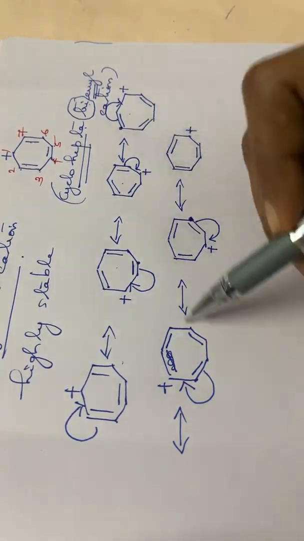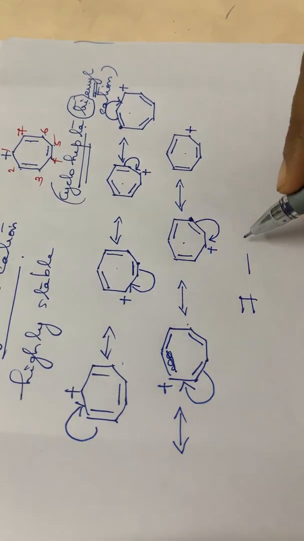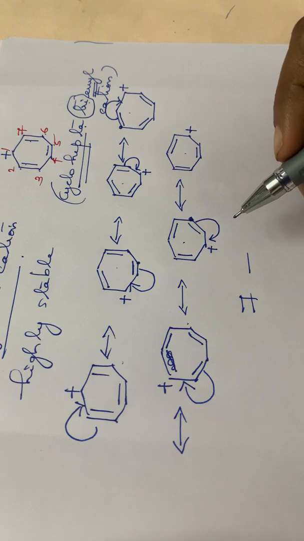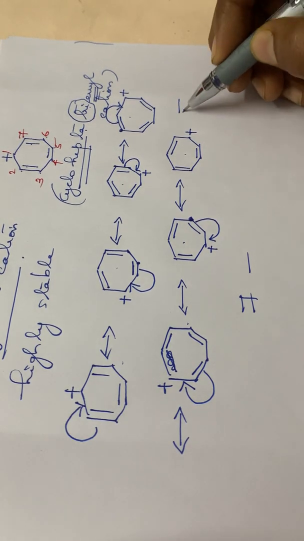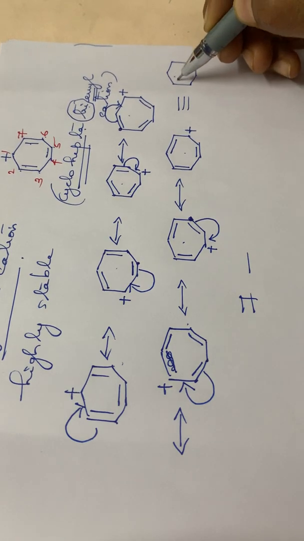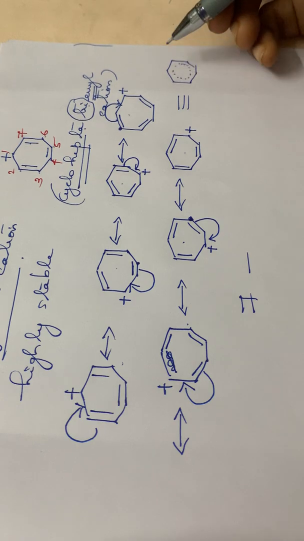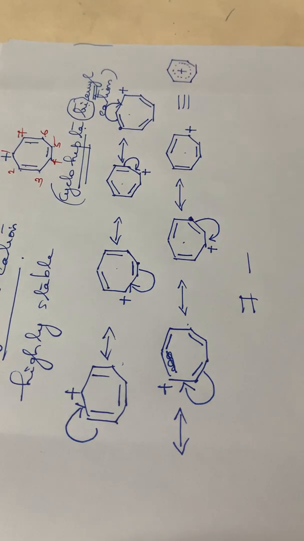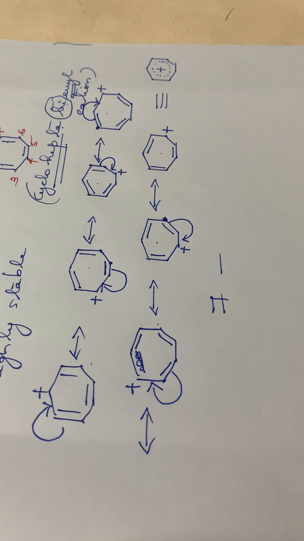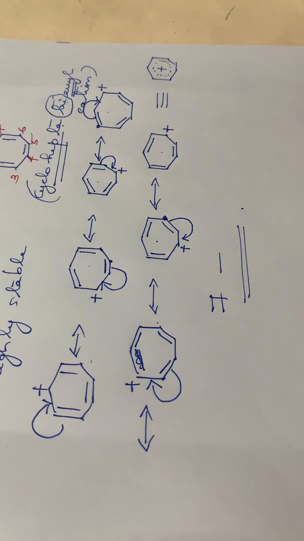1, 2, 3, 4, 5, 6 and 7 resonating structures are there, isn't it? 7 resonating structures are there. So this will be equivalent to the structure like this: pi delocalization, a positive charge here. Okay, so these are the different resonating structures of the tropylium cation. We can explain the stability of carbocations in terms of inductive effect, or hyperconjugation, or these resonating structures.